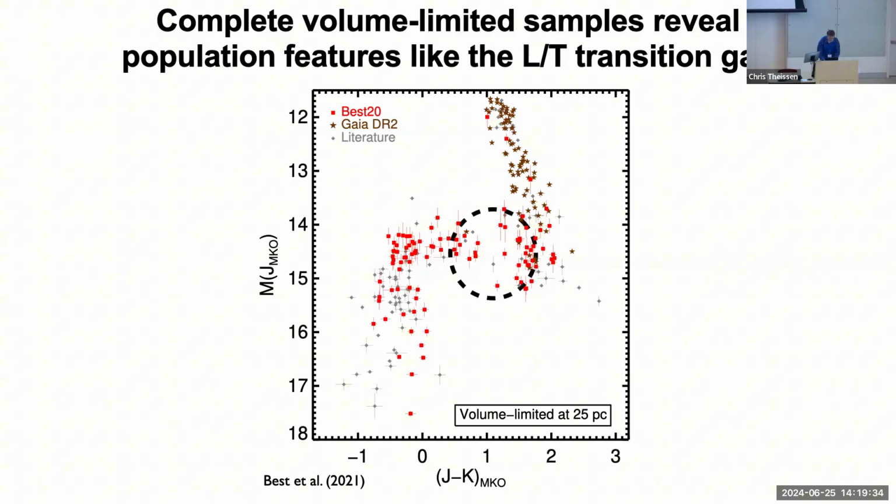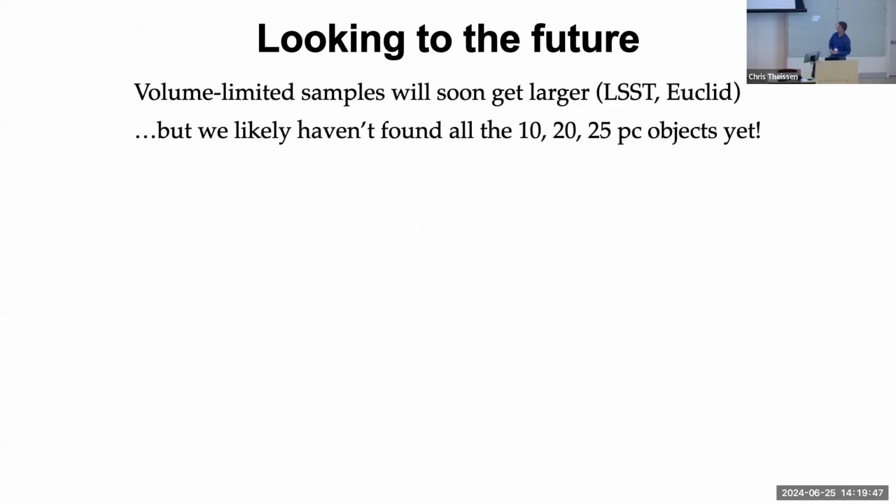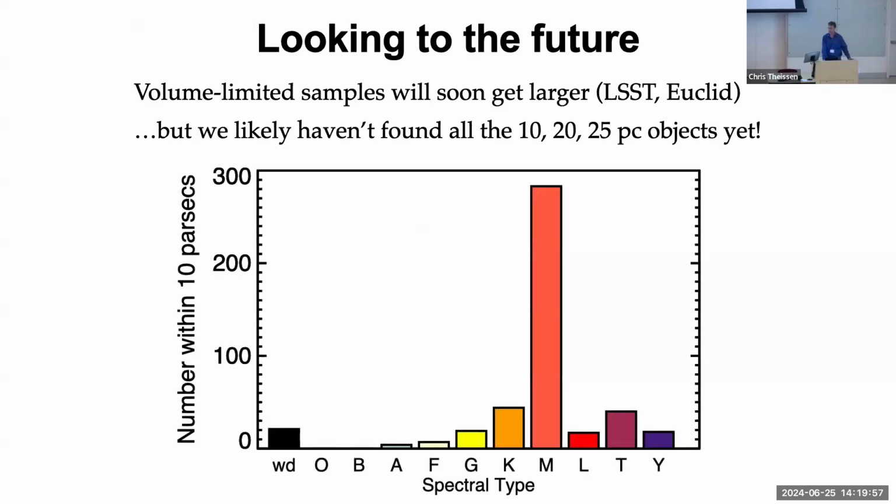Okay. I'm going to jump ahead slightly and start looking to the future. So what's coming up shortly? Well, we know volume limited samples are going to get larger. We have Euclid online, LSST is going to come online. But let's not forget that we still haven't found everything in the solar neighborhood. This has been pointed out a couple times today already.